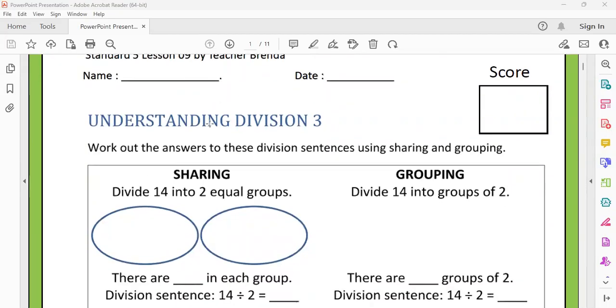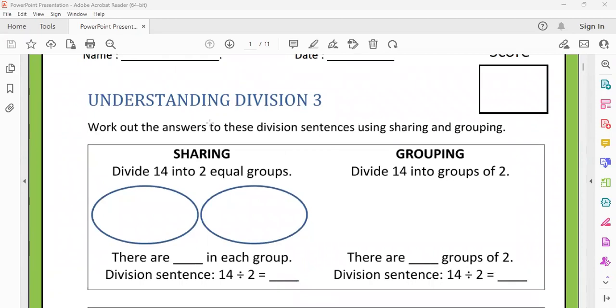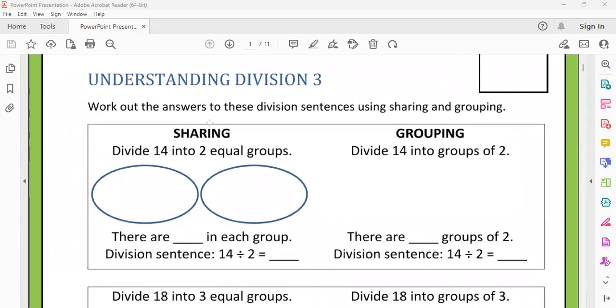Hello, everyone. Welcome to our lesson 9, Standard 5 Mathematics, where we will start exploring division. So the first part is understanding what is division.